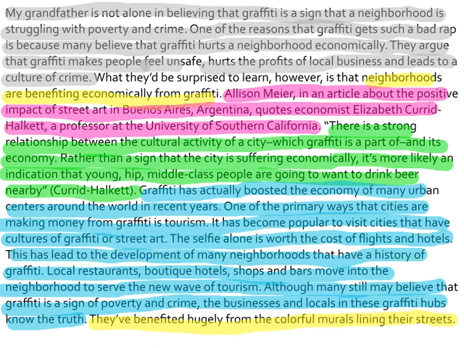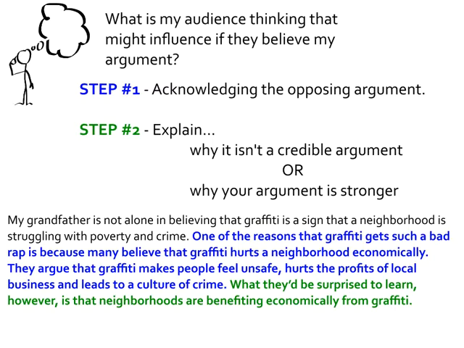So take a moment now. Go back and ask yourself, what is it that my audience is thinking that might influence whether they believe my argument or not? Then start your third body paragraph with that opposing argument and then prove it wrong. Explain why it isn't credible or why your argument is stronger. Get started.